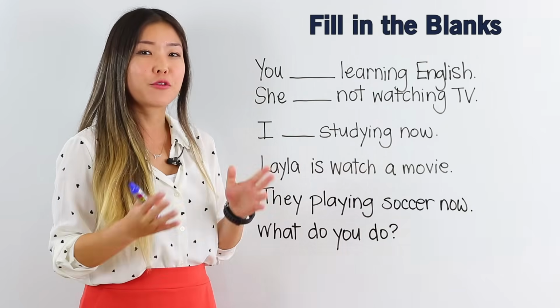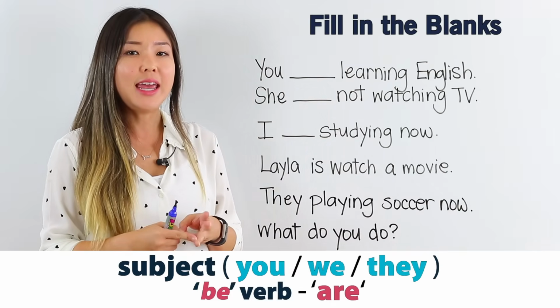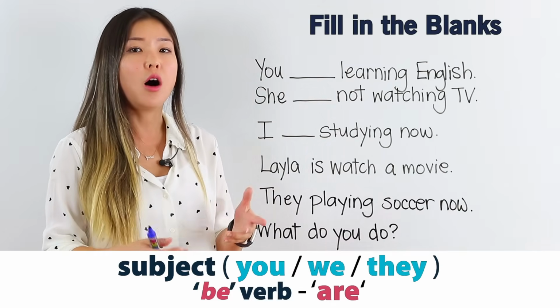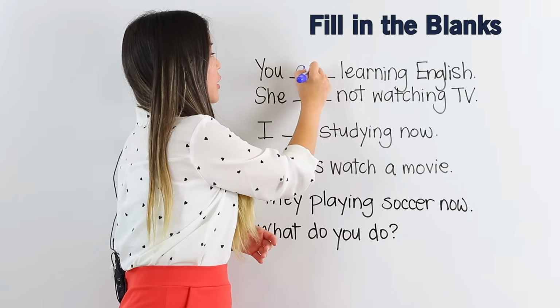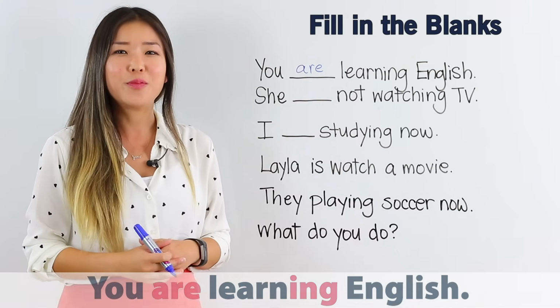We already have the verb ing here, so we need the be verb. The subject in the first sentence is you. For you, we, and they, we use the be verb are. So the correct answer is, you are learning English right now.